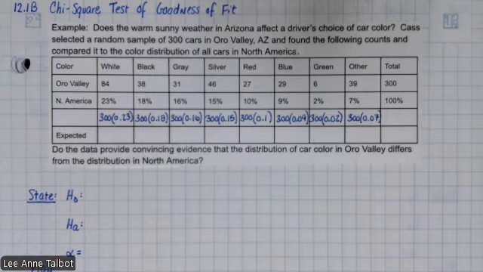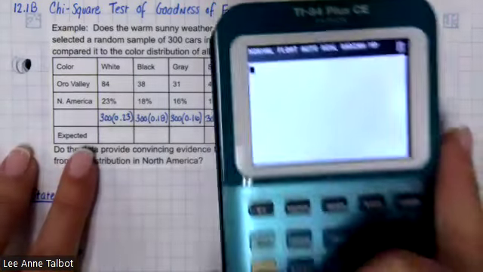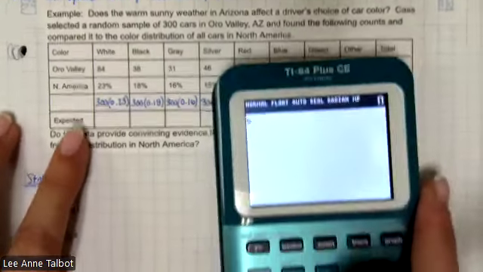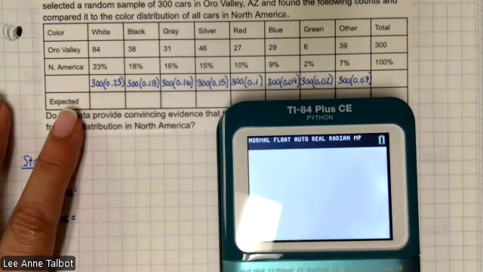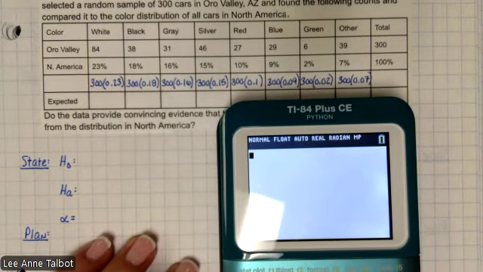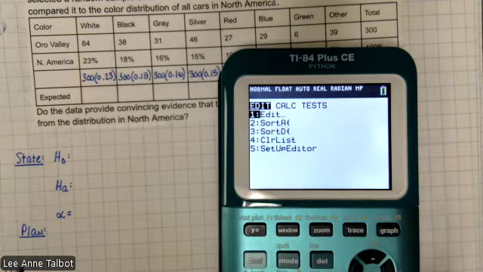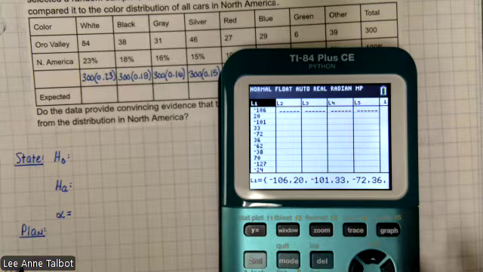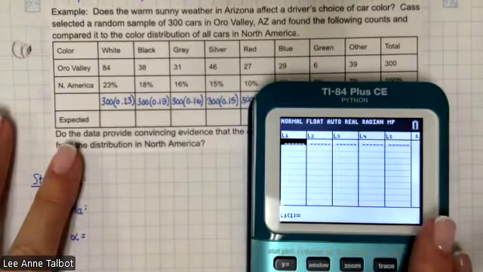Okay, any questions about what I did so far? Does that make sense? Okay, so we're going to actually start working on the calculator part right away. So go ahead and grab your calculator. What we're going to do is use the calculator to do two things at once. So go stat, enter, and clear anything out. Get your lists all cleared out.